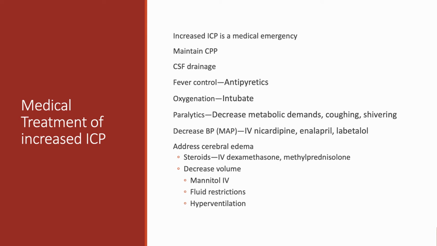Medical treatment for increased ICP is aimed at obviously reducing it. So maintaining the cerebral perfusion pressure is key. We may need to pull off some CSF in order to improve the pressure and maintain the CPP. We may need paralytics to decrease the metabolic demands, like shivering, coughing, things like that can increase the ICP. So when we paralyze patients, of course, we have to sedate them first. Don't forget that.